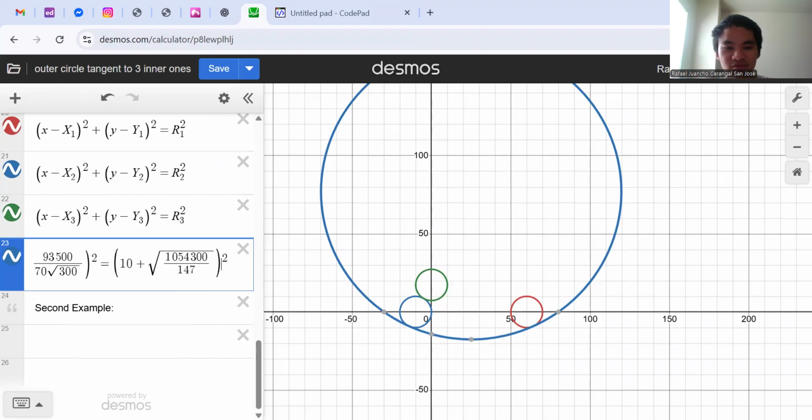So I probably messed up some of the formula. No, I don't think I messed up the formula. I think I messed up the parts here, maybe.